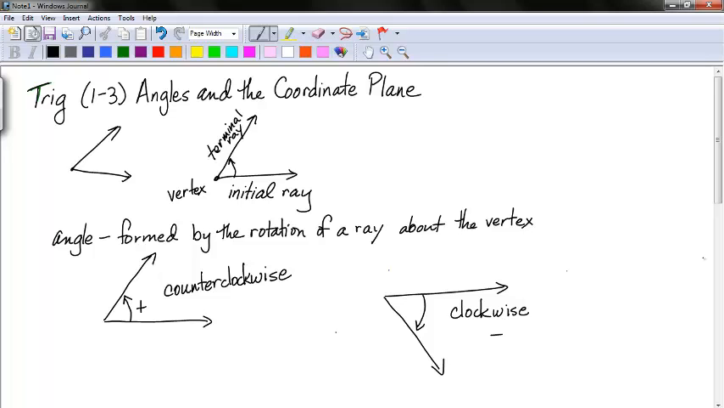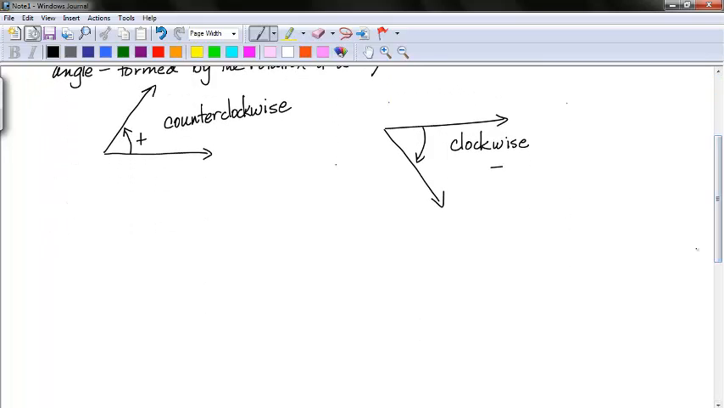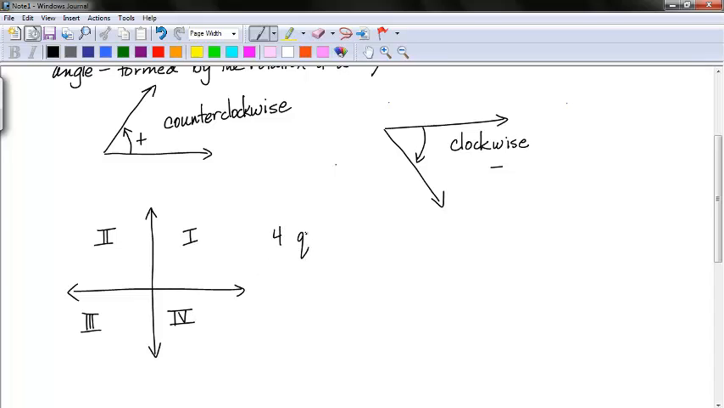When we look at angles, we're going to look in the coordinate plane, and we talked about this yesterday, but the coordinate plane is separated into 4 quadrants. The upper right hand quadrant is quadrant 1, then quadrant 2, quadrant 3, and this one is quadrant 4, or IV. Those are the 4 quadrants. You basically have to have those memorized.